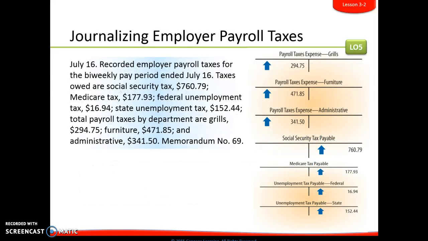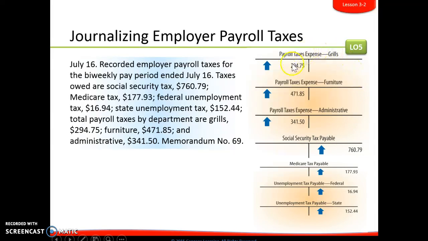So on July 16th, we recorded employer payroll taxes for the bi-weekly pay period ended July 16th. Taxes owed are Social Security tax $760.79, Medicare tax $177.93, federal unemployment tax $16.94, state unemployment tax $152.44. Total payroll taxes by department are grills $294.75, furniture $471.85, and administrative $341.50. So we are going to separate that by the different departments.